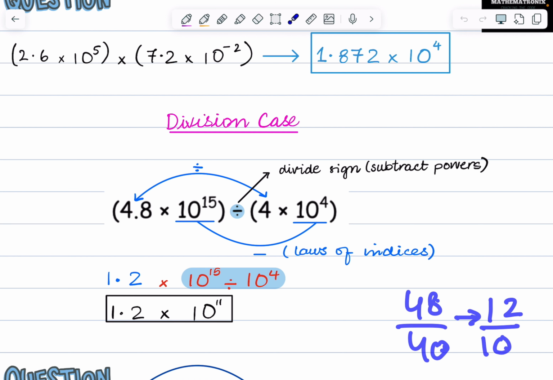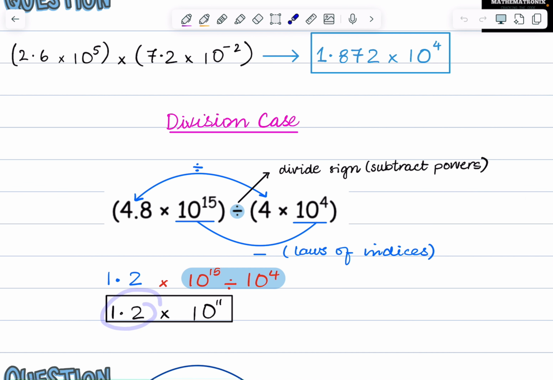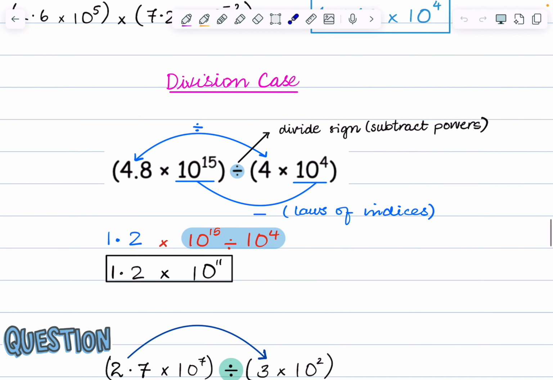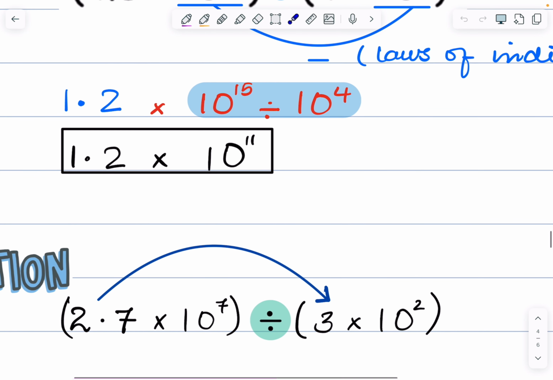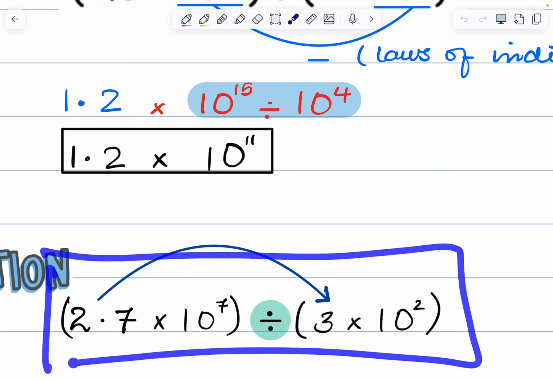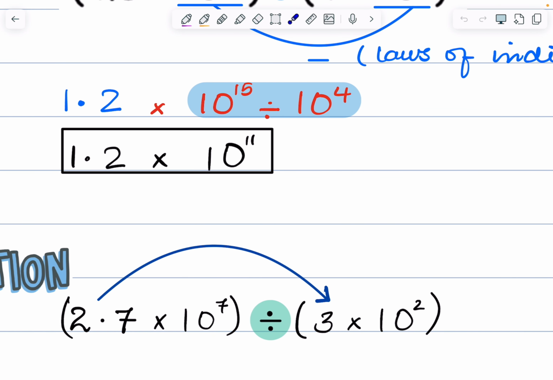So 12 over 10 is 1.2, because any number divided by 10, 100 or 1000, ठीक है, वो decimal उतने places पीछे move करता है. Clear? So it's going to become 1.2 times 10 to the power 11 because powers subtract होंगी. 15 minus 4 is 11. Got it? Okay. Here you go. Try this one. Good luck. And make sure you remember how to do decimal division. Let's wait for the answers.